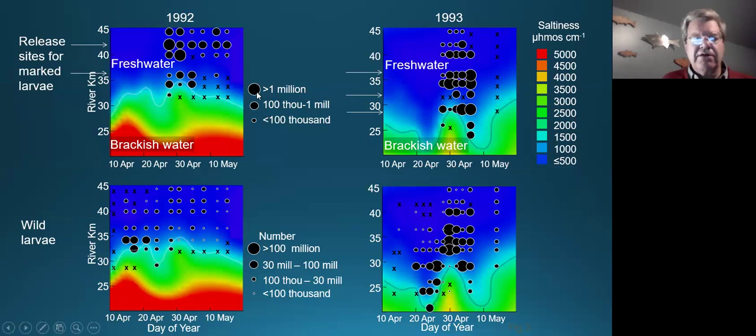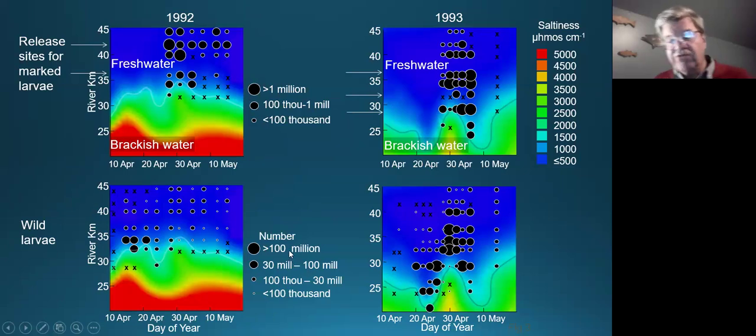So let's start in the middle with these black dots, and these give our estimated abundances in different parts of the river at different times. So for our mark larvae, remember we release 13 million in each year. The bigger dot is greater than 1 million, and then we go down to less than 100,000, and that corresponds to these top plots here.